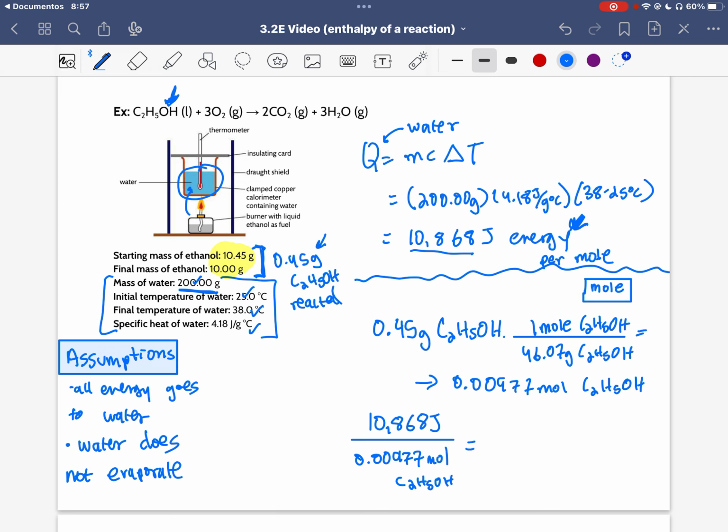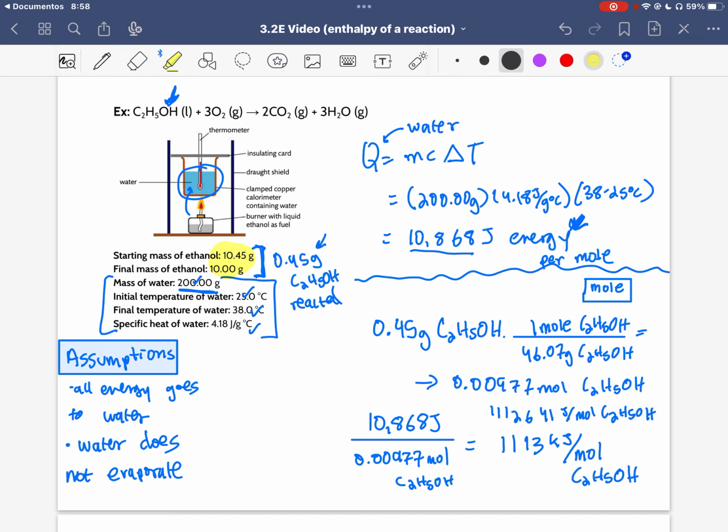And so I get here, and I'm going to put this in terms of kilojoules because my number was very large. So I'm going to divide by 1,000 to get kilojoules. 1112 kilojoules per mole, and I rounded poorly, it should be 1113 kilojoules per mole of ethanol. If you wanted to keep it in terms of joules, it would be 1112641 joules per mole of C2H5OH.